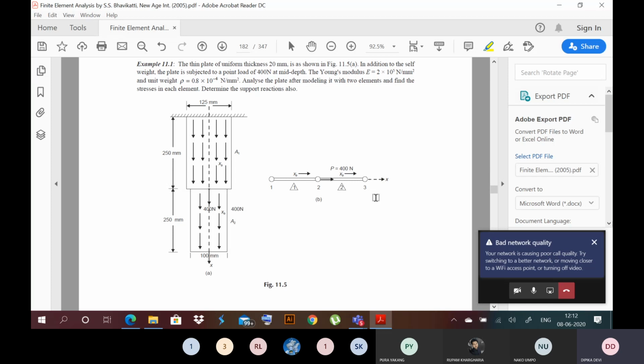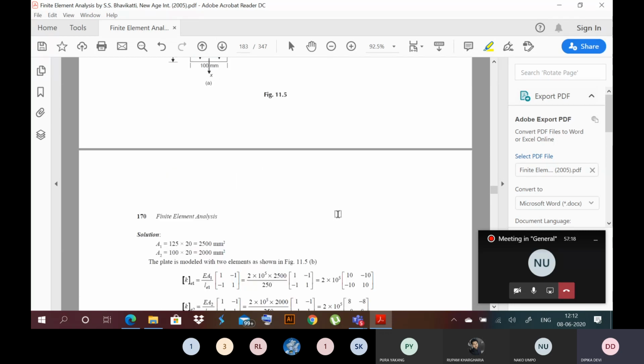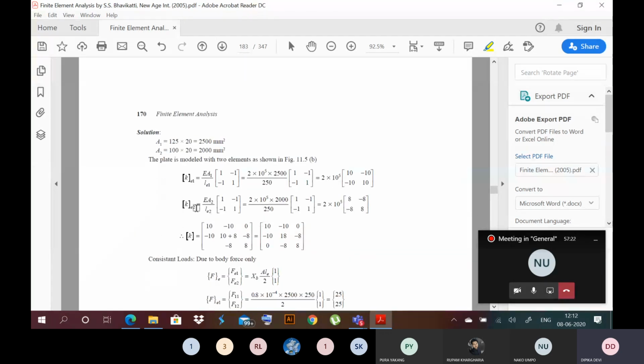So only this is the difference. We have already solved this type of problem. In this problem we have only body force. Remaining things we have already done. We have solved problems of this type. So how to do this body force calculation only, I will show you.